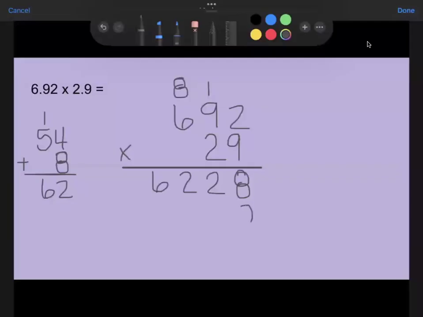Okay, now I'm going to add a 0 here. Cross this off, cross these off. 2 times 2 is 4. 9 times 2 is 18, so 8 here and a 1 here. 6 times 2 is 12, plus 1 is 13. Okay, now we're going to add those together.